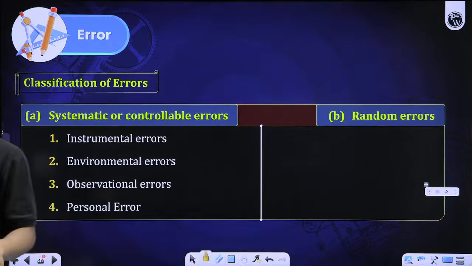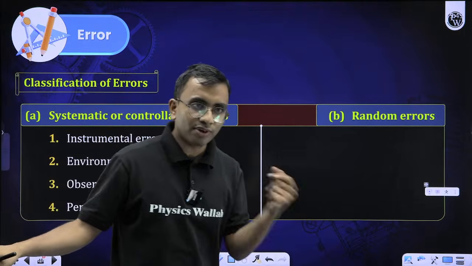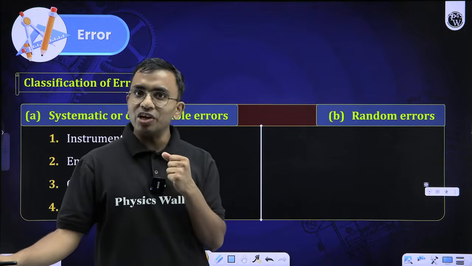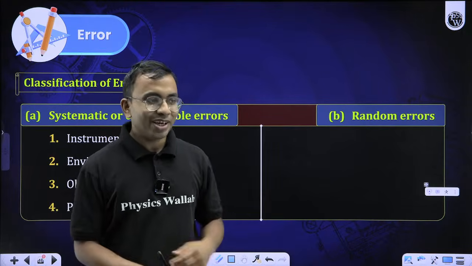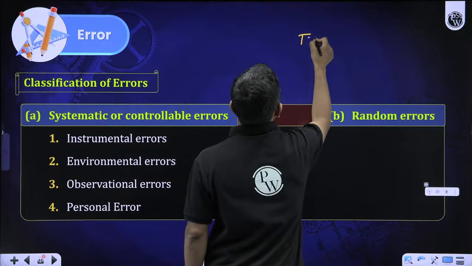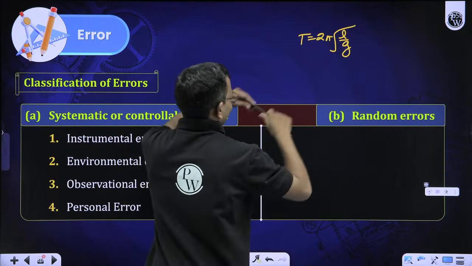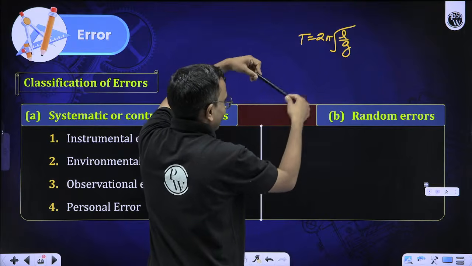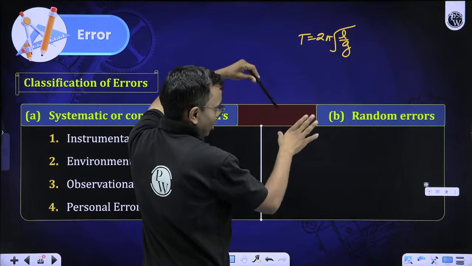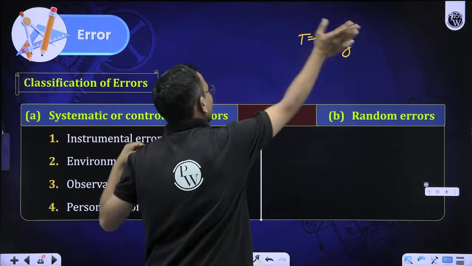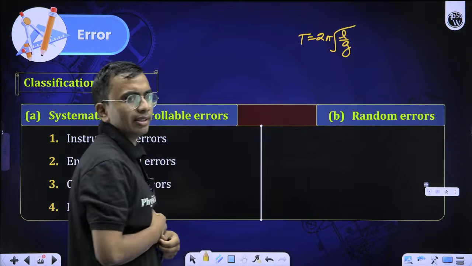When you are measuring something, let us say you are doing an experiment to measure the value of acceleration due to gravity, finding the value of g. Which experiment will you do? The simple pendulum experiment. There we have the time period equals 2 pi root L by g, a formula we know. We swing the pendulum, measure the time for a number of oscillations, put it in this formula, and since we know the length, we find the value of g.